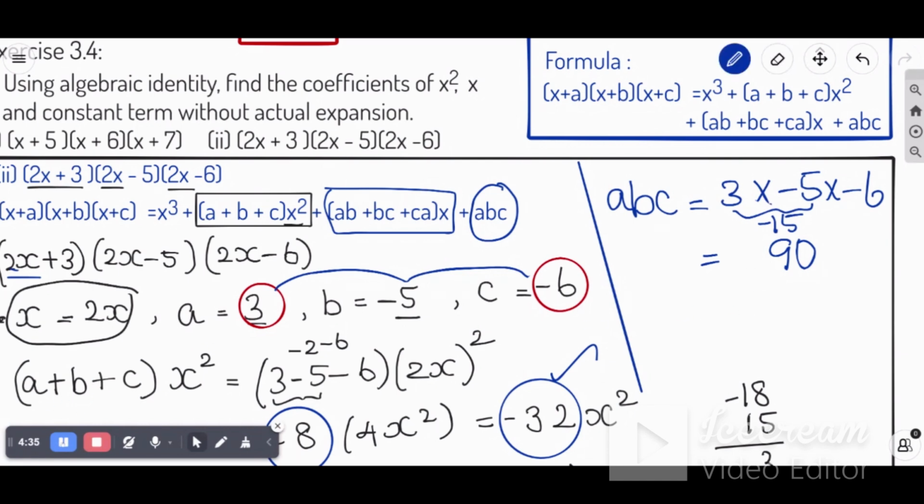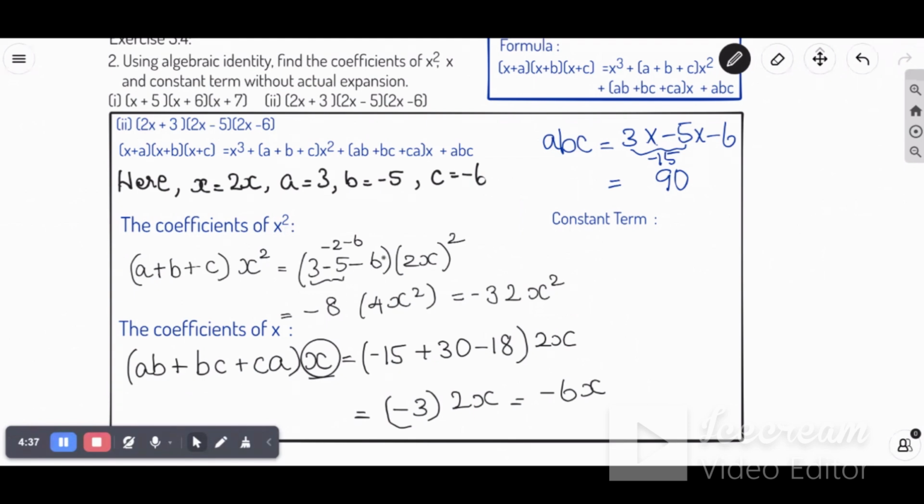So the final conclusion. The coefficient of x square is nothing but minus 32, and the coefficient of x is minus 6. Do remember the minus symbols. And finally, the constant term is 90. So this is how you can find the value.